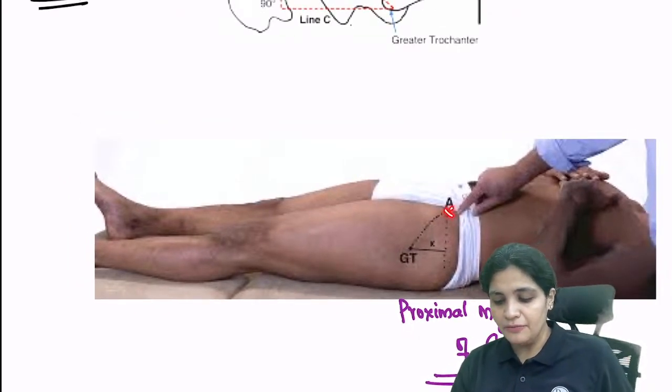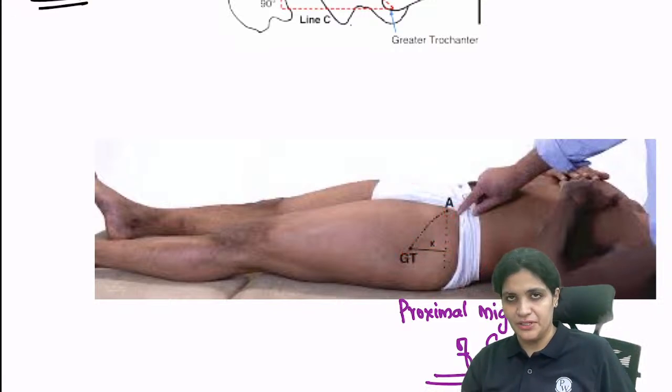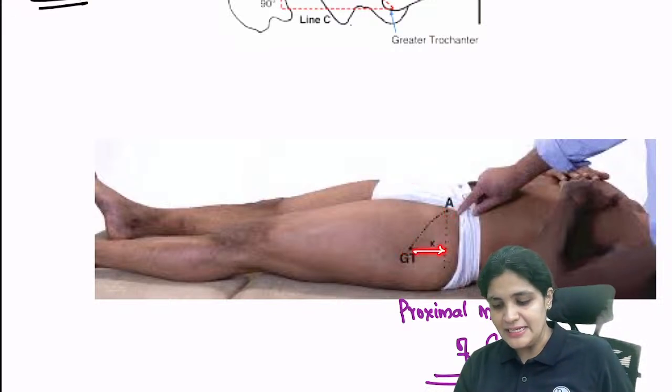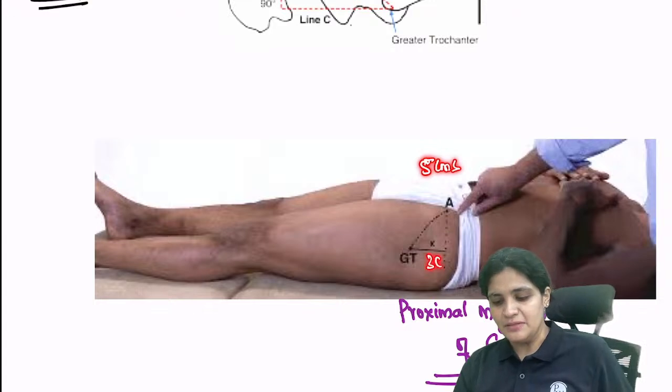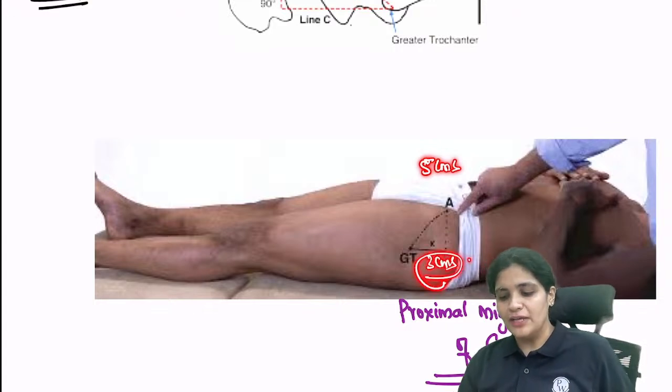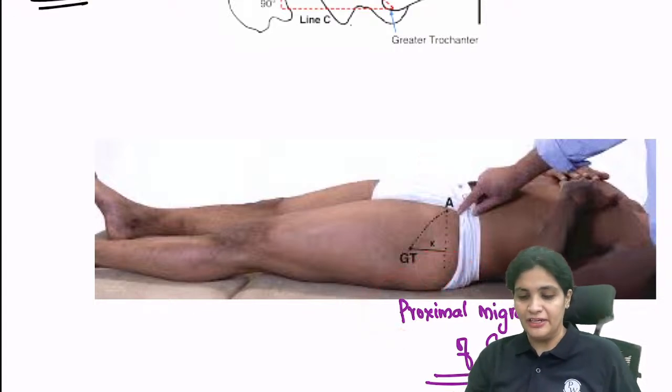So you will put a finger on this, and then you will see whether this distance is equal on both sides. So you have to compare it on both sides. For example, let us mark this distance as x. This x distance is very, very important for us. Whenever this x distance is less compared to the opposite side, for example, here it was 5 centimeters and here it is 3 centimeters, then you will tell that there is a proximal migration of the GT.